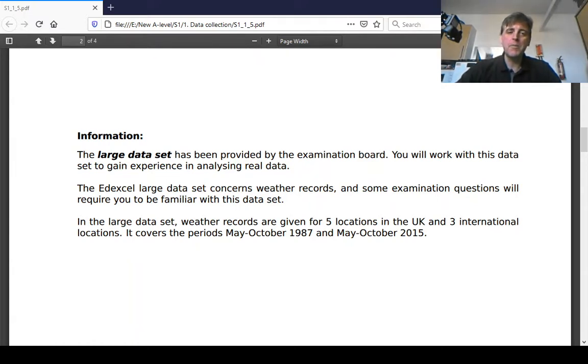And in our course, we are looking at a large data set which is to do with weather records. And you are expected to be quite familiar with this data set because examination questions in the final examination will require you to be familiar with it. They will base some questions on this particular data set. So in a second we'll have a look at this data set in a bit of detail, but it's to do with weather records. We have 5 locations in the United Kingdom, 3 international locations, and it covers the periods between May and October 1987 and May and October 2015.